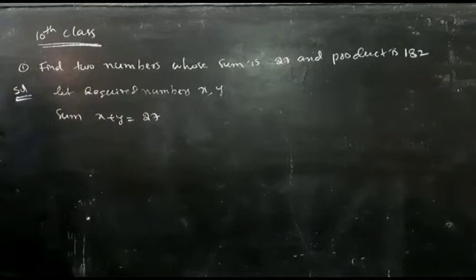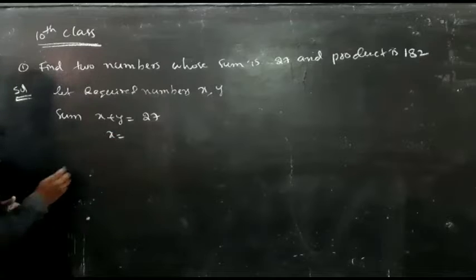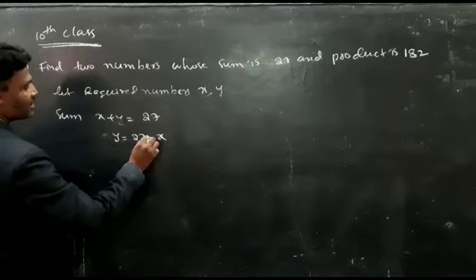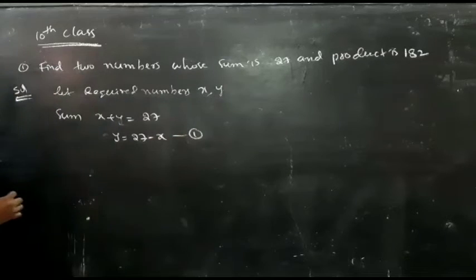What is the sum of the two numbers? x plus y is equal to 27. So from this, we can write y is equal to 27 minus x. Let this be equation 1.